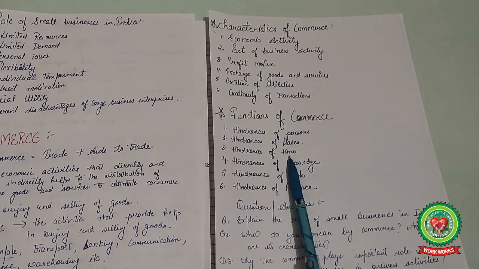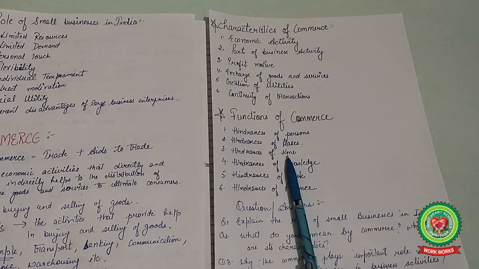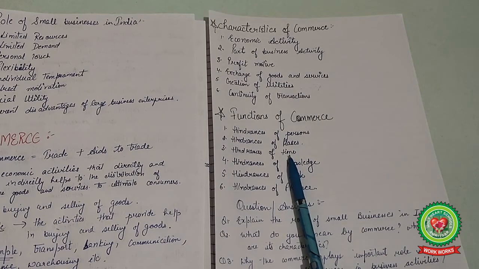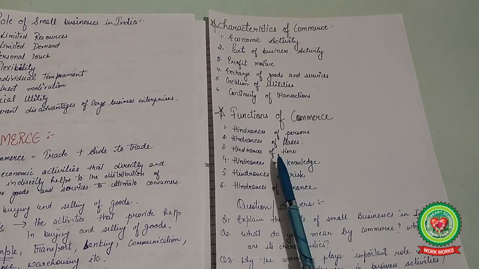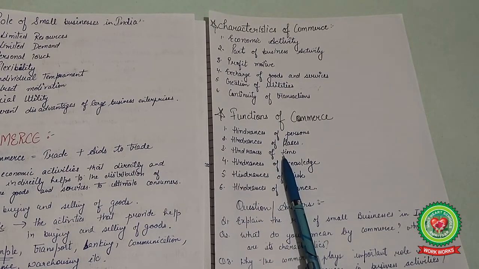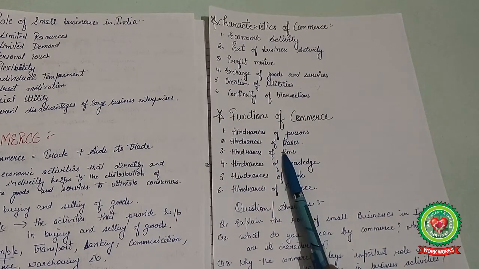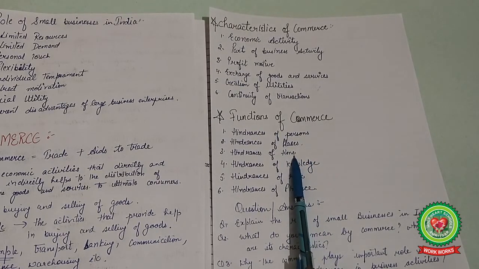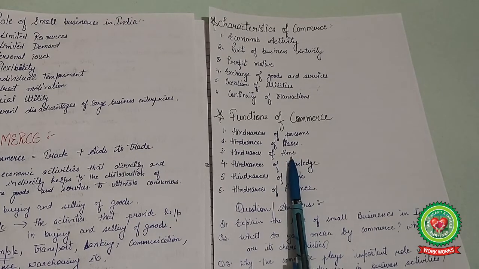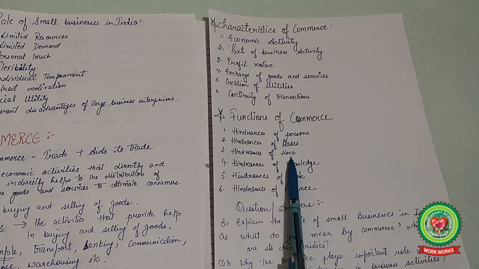Next one is the hindrance of time. There is a time gap between production and consumption. For example, apples are demanded the whole year, but they are grown in the winter season. So here, warehousing plays an important role, because apples are produced and then stored in warehouses, so that when they are in demand, we are able to sell those products in the market.